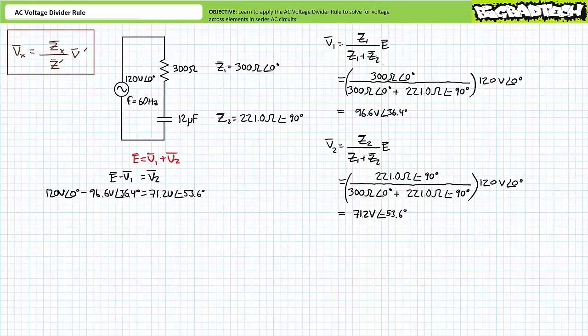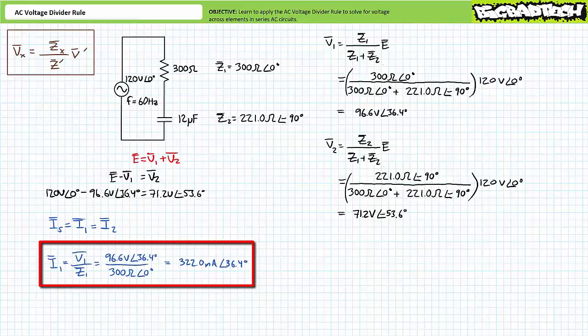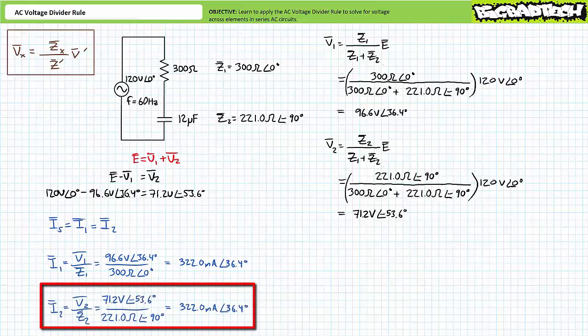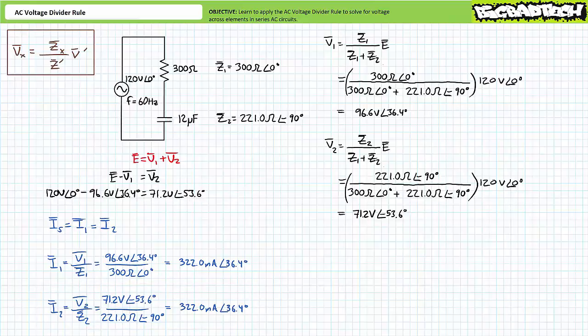Additionally, one can also use Ohm's law to verify the results obtained using the AC voltage divider rule. Because these two elements are in series with one another, they should experience the same current. Source current Is equals I1, which equals I2. Ohm's law, solving for current, demonstrates impedance Z1 experiences 322 milliamperes at an angle of 36.4 degrees. Similarly, Ohm's law demonstrates that impedance Z2 also experiences 322 milliamperes at an angle of 36.4 degrees. Current through these elements is in fact equal. This is to be expected given they are in series with one another.